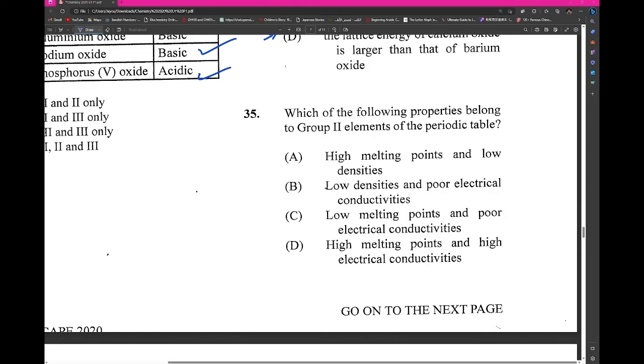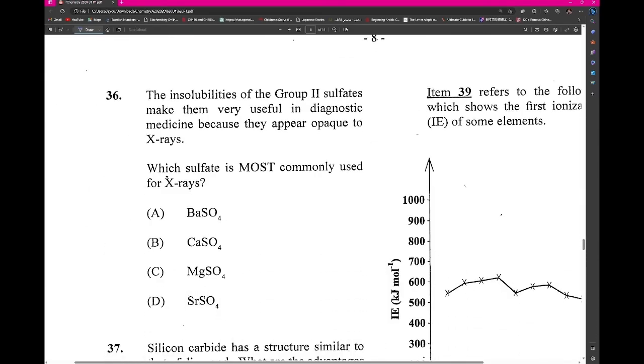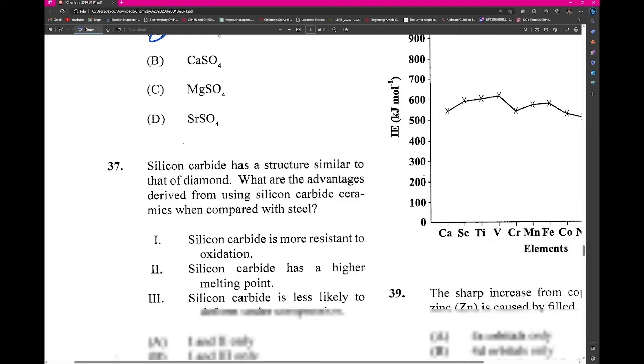So we're continuing with the Chemistry Unit 1, 2022, Paper 1. Which of the following properties belong to group 2 elements? We know that they have high melting points but low densities. The insolubility of group 2 sulfates makes them very useful in diagnostic medicine because they appear opaque on X-rays. Which sulfate is most commonly used in X-rays? This would be barium sulfate.